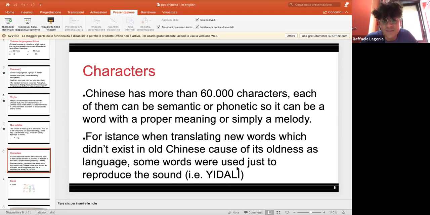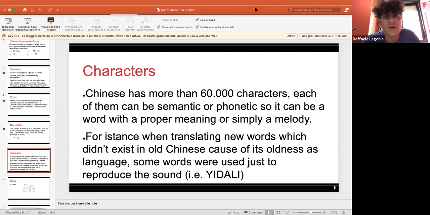For example, Yidali. We know that Yi means meaning, Da means big, and Li means to gain, so gaining. So as far as you can understand, Yi Da Li has nothing to do with the meaning of Italy. That is only a phonetic word to reproduce the English sound of the word Italy.